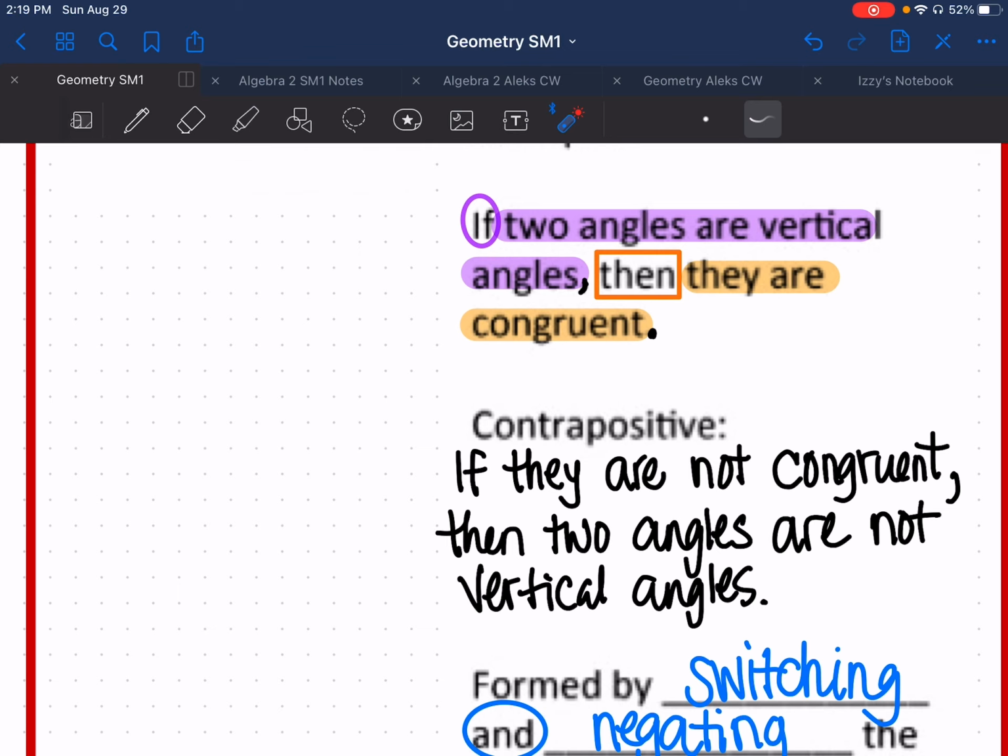This is perfectly acceptable because you're going to tell me what the they are in the second part of the sentence. But remember, if this was an English sentence for your English class, you might want to extend the circle to include the descriptor of what they are, and then include the they in the then box. So the if two angles stays in that position, and the they stays in that position as well. But I would count this as correct.